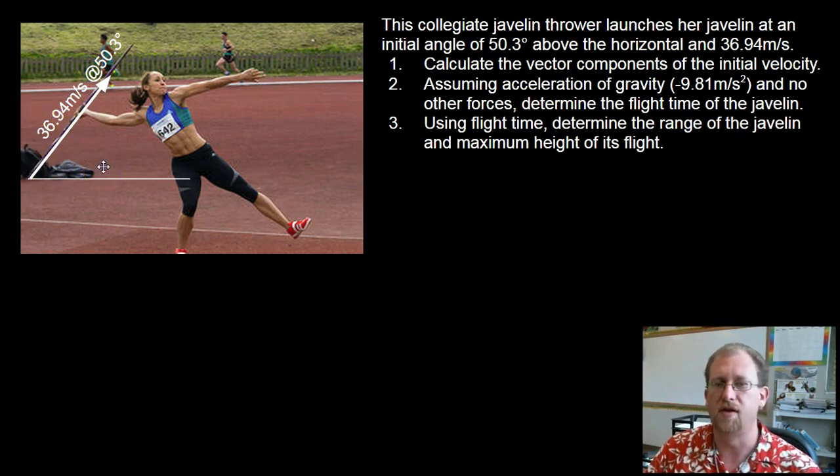Okay, and then we're going to use 9.81 for the acceleration of gravity, and no other forces. We're going to ignore wind and drag and all those other things. And we're going to determine the flight time of the javelin, how long is it in the air. And then using the flight time, we're going to determine the range of the javelin and how high it got. So that's what we're doing.